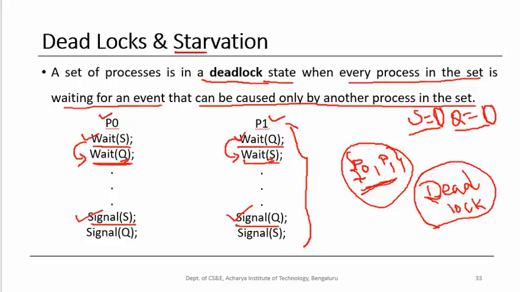The other problem is starvation. You know what is starvation? Starvation: when the process is blocked or not allowed to enter into the critical section, it can go into the waiting queue and remain there for a very long period of time. So that's what is known as starvation, not allowed to enter into the critical section. That's known as starvation, and the semaphore solution could lead to the starvation of processes.